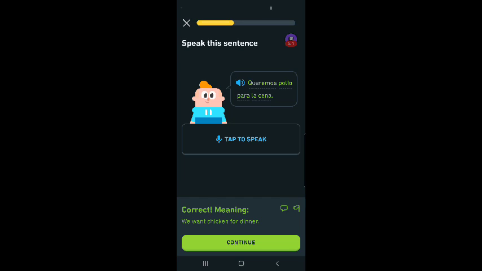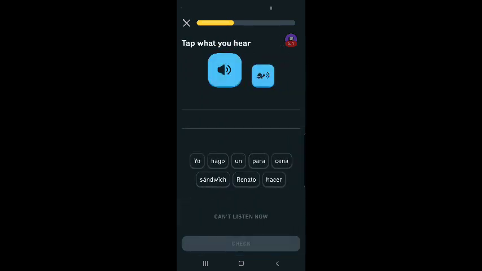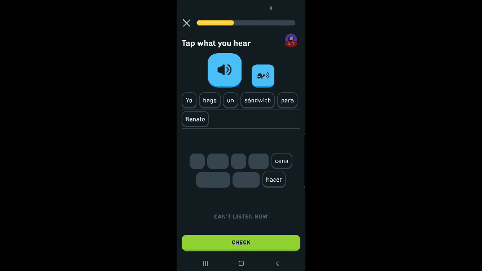También, because you said the number two, not the two. Also, meaning also. Yo hago un sándwich para Renato. I am making a sandwich. Yo hago un sándwich para Renato.